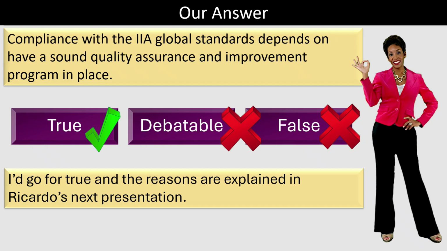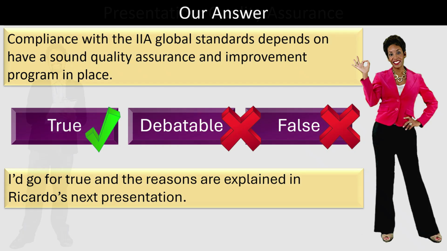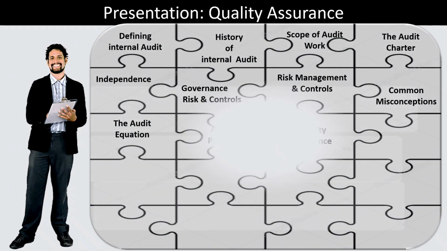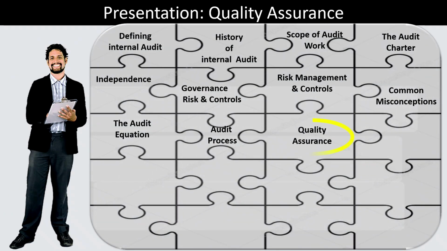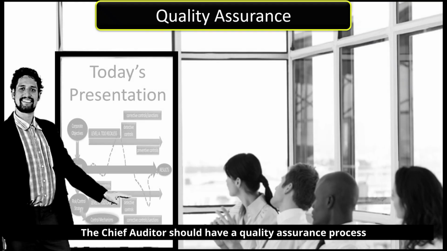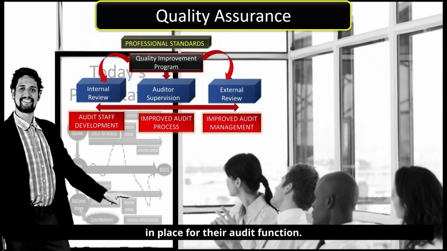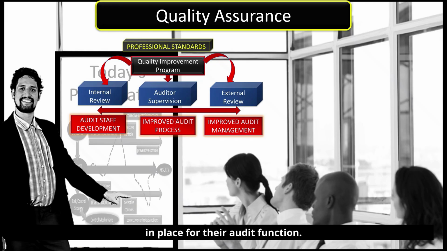I'd go for true, and the reasons are explained in Ricardo's next presentation. I'll give it a go, Diane. We'll have a look at some of the ways the Chief Auditor can make sure the audit function has a sound quality assurance process in place. The Chief Auditor should have a quality assurance process in place for their audit function. We'll be explaining some of the basic ideas behind good quality assurance for internal auditing.